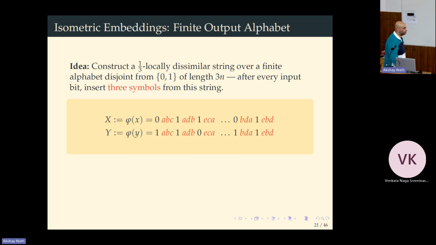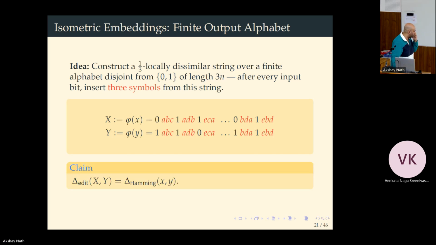So let me repeat the isometric embedding again. You take any string x, and you have some fixed 3n length string, which is 1/3 locally dissimilar on some large alphabet. And then we chop it up into blocks of size 3, and we just insert it between every 2 consecutive input bits. Okay. We have it on some large constant alphabet now. We'll then reduce it to binary later. Let me first show that this is isometric. In other words, the Hamming distance is the same as the edit distance for every pair, x and y.